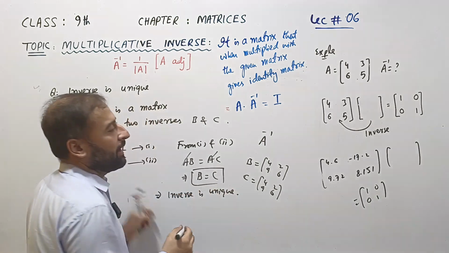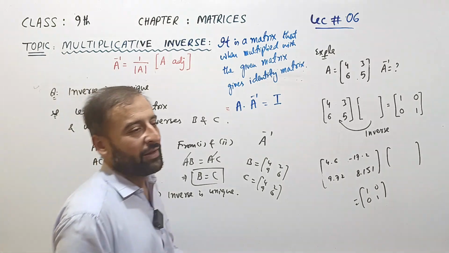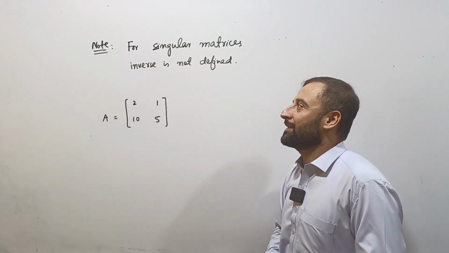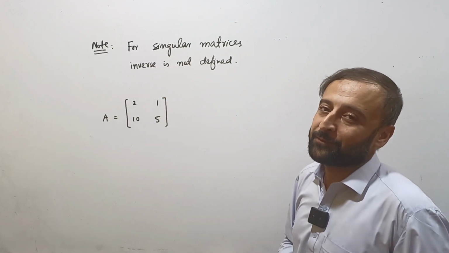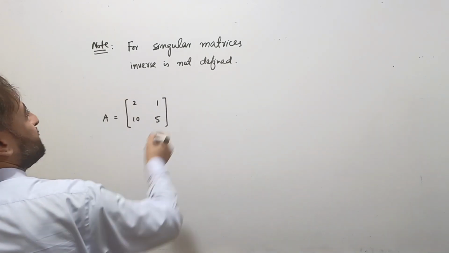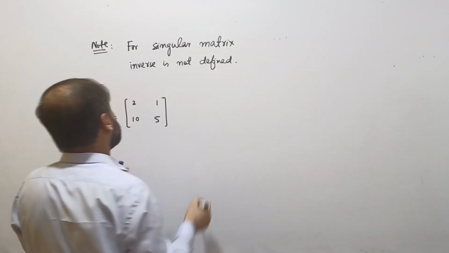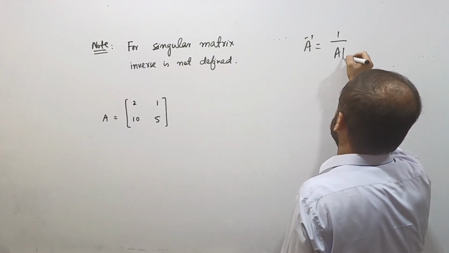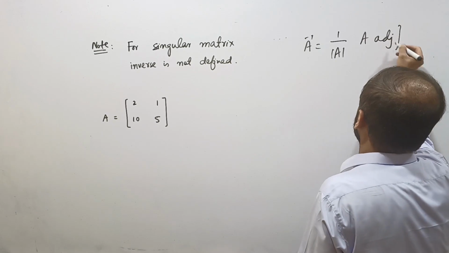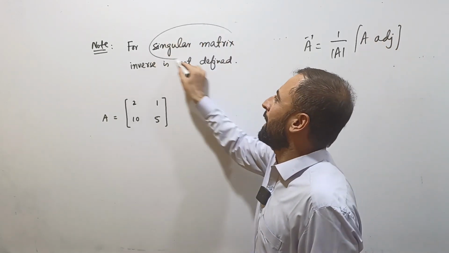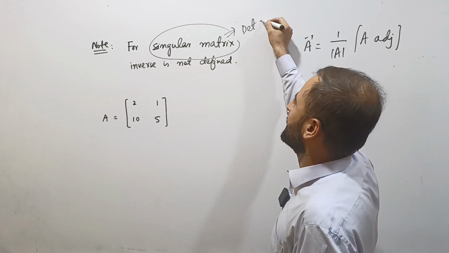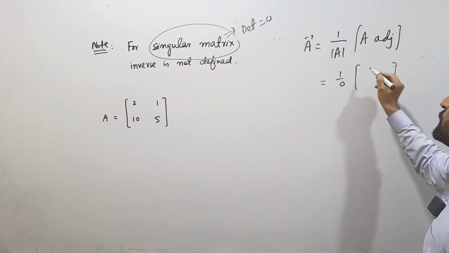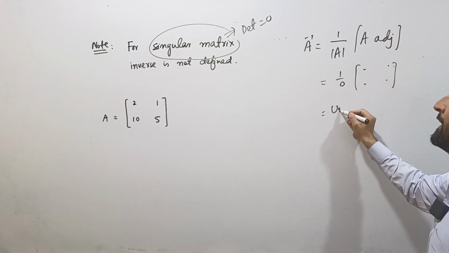My sweet students, I think enough in this lecture. My dear students, I forgot to tell you this important point. For singular matrices, inverse is not defined. What does it mean? Of course, you have this formula: A inverse is equal to 1 by A determinant into A adjoint. What if the matrix is singular? Singular matrix means whose determinant is 0. So if A is singular, its determinant will be 0. And students, you know, anything by 0 is undefined.